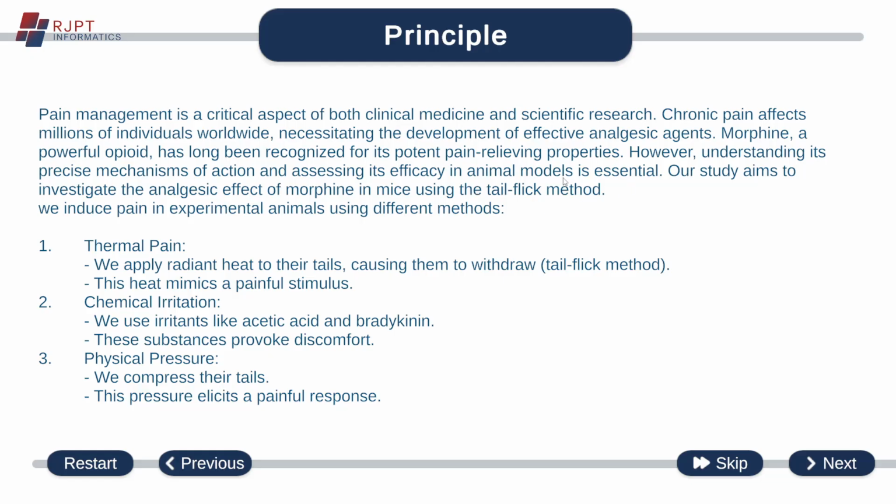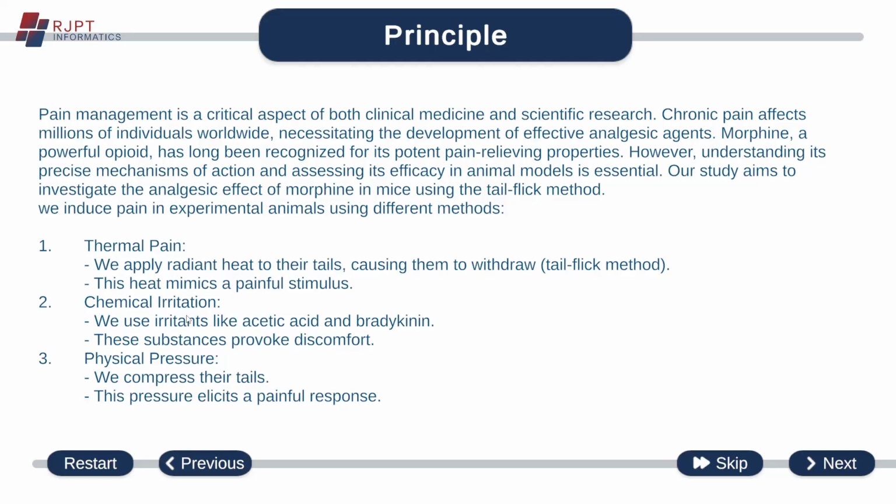We have seen what the tail flick method is. Now, we induce pain in experimental animals using different methods. The first is thermal pain. We apply radiant heat to their tails, causing them to withdraw. This heat mimics a painful stimulus. So we are performing this thermal pain method, where we apply heat to the tails of the animal, which causes them to withdraw. Withdraw means they move their tail to avoid the pain. The heat mimics a painful stimulus. This is the tail flick method.